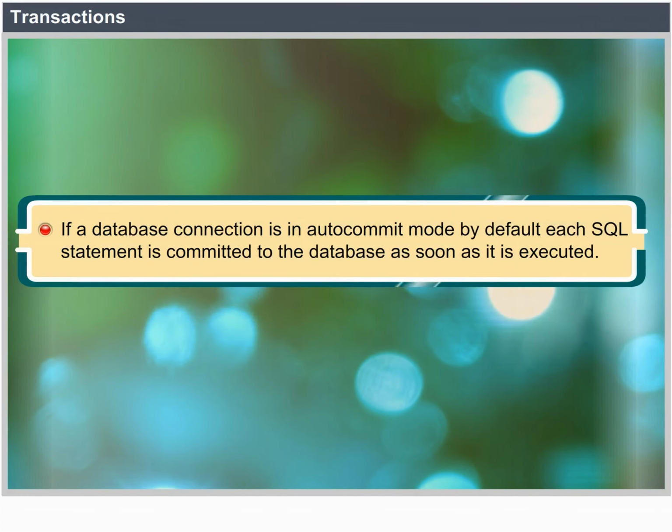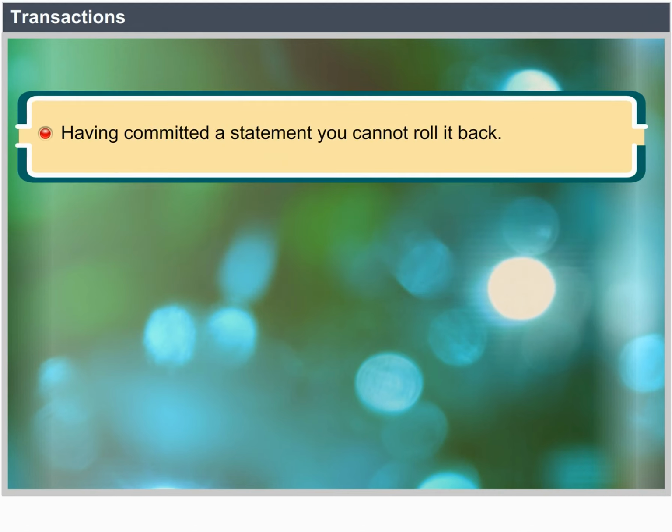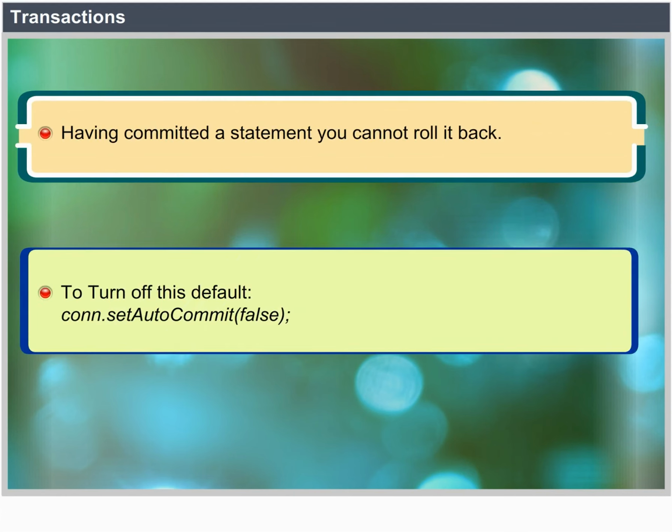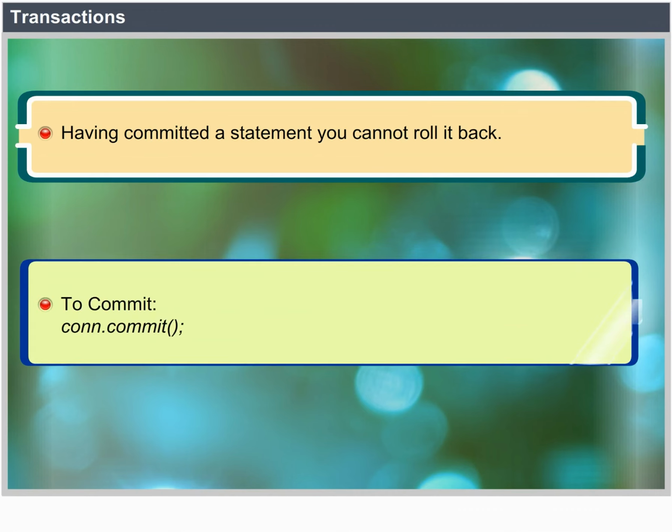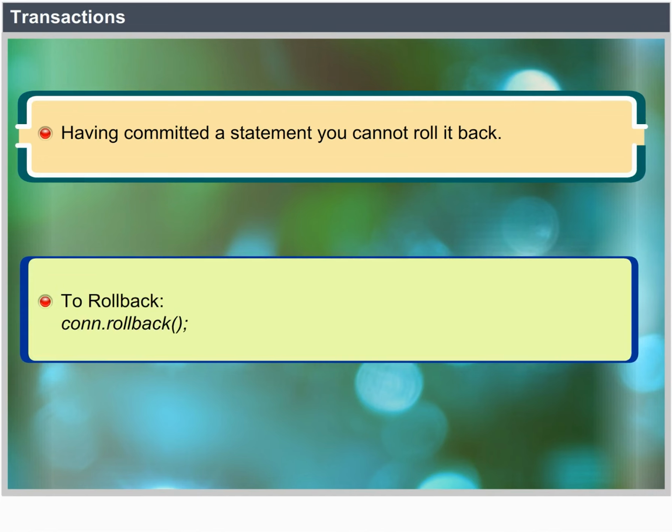If a database connection is in auto commit mode, by default, each SQL statement is committed to the database as soon as it is executed. Having committed a statement, you cannot roll it back. To turn off this default, con.setAutoCommit(false). To commit, con.commit(). To roll back, con.rollback().